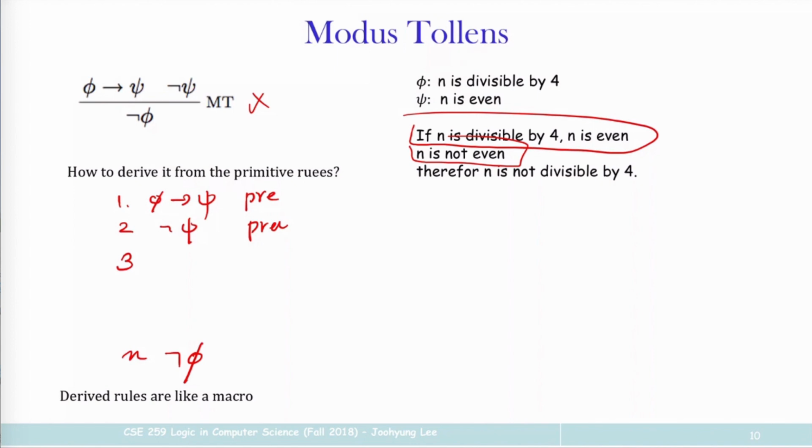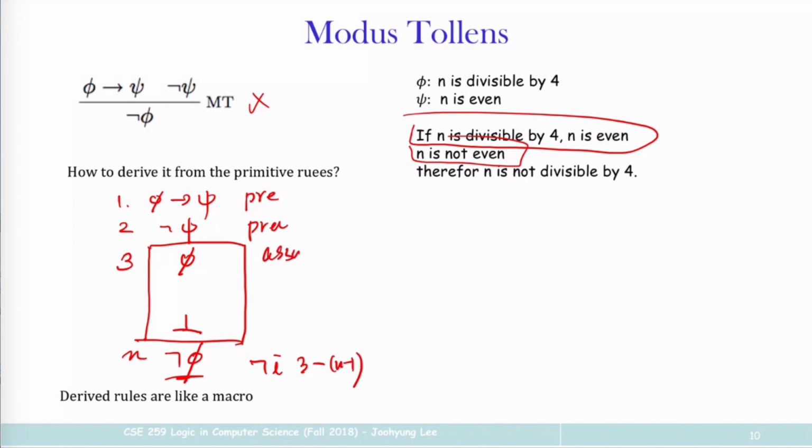Negation introduction. Yes, that's the rule that we can use, because my formula has the negation in front. So what I can do is I assume phi and try to derive the bottom. If I succeed, I can derive the last line. So this is the negation introduction from line 3 to n-1. And this is assumption. Now, how can we derive bottom from lines 1 and 3?